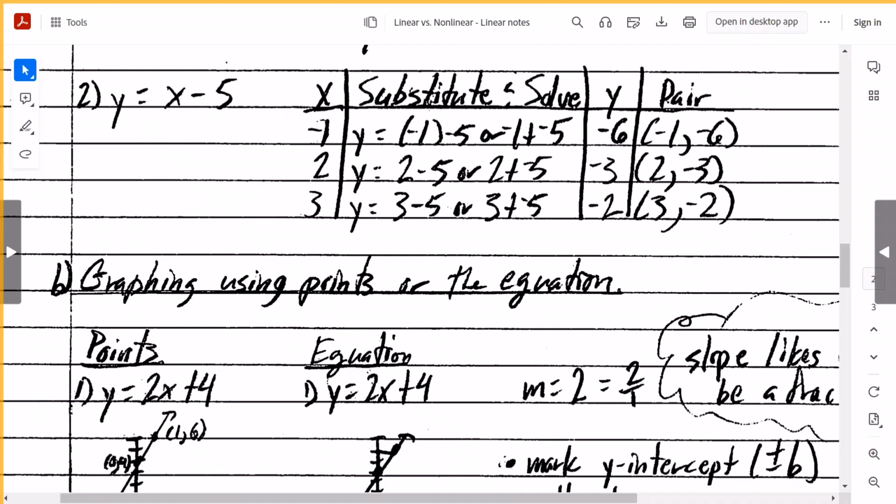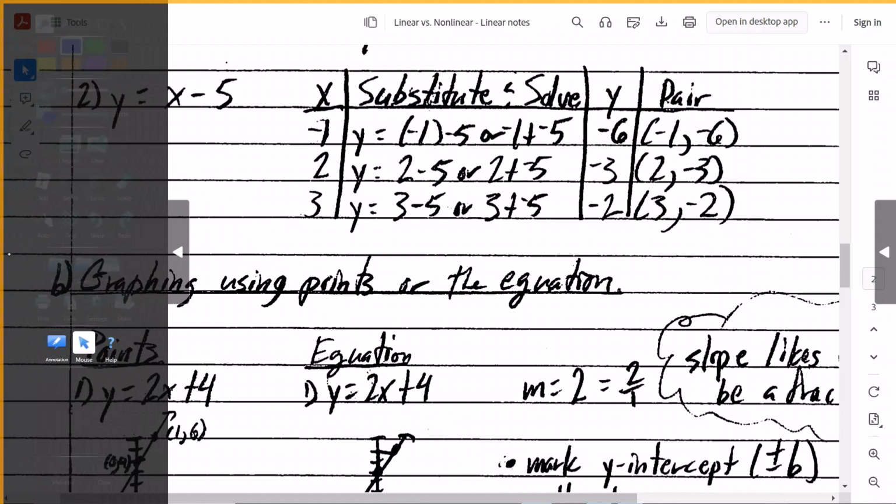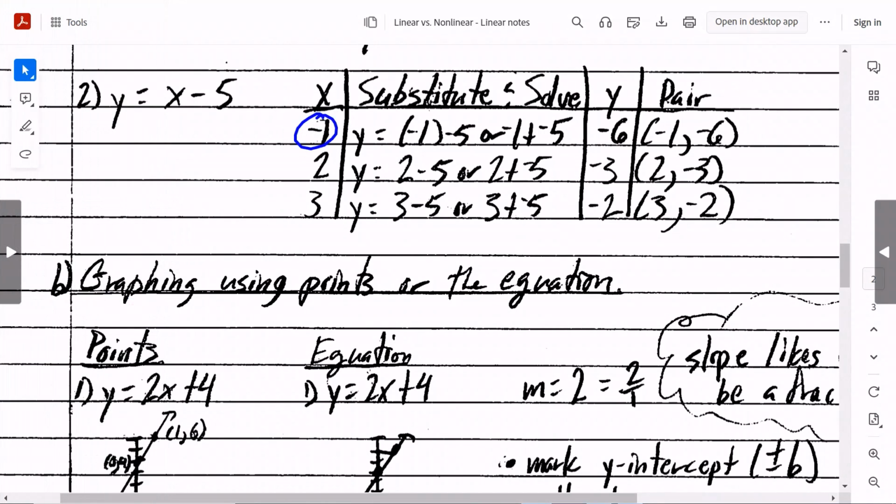Because remember, when we said that if you move to the right, it's positive, and if you move to the left, it's negative. That accounts for pluses and minuses too. So if you have negative 1 minus 5, that means you're going to start at negative 1 on the x-axis and then pull it 5 places to the left, right? To get to negative 6. If you visualize a number line, that's what happened. So that makes our ordered pair negative 1, negative 6.